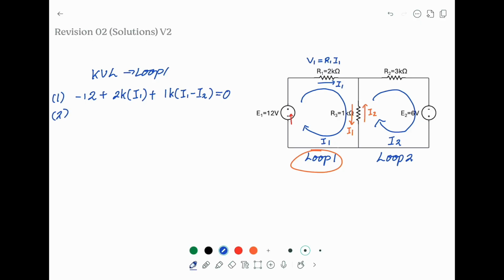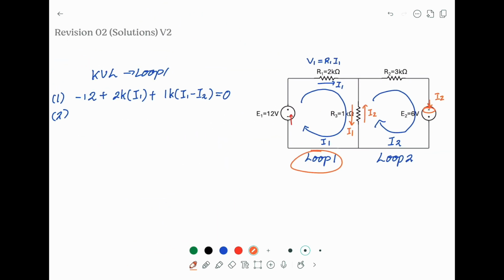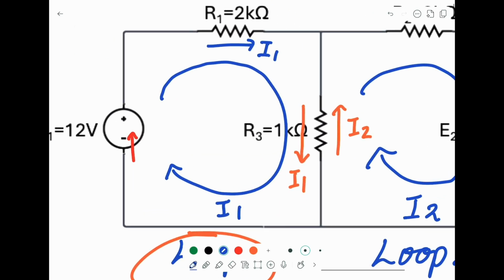Equation 2, we look at the right hand side here. And again, it will start from the voltage source. The current or the imaginary current I2 enters the voltage source from the negative side. So this is equal to minus 6. Here, we are analyzing loop 2. So the direction of the loop 2 or the I2 must go up. And again, you have I1 is opposite to the I2.